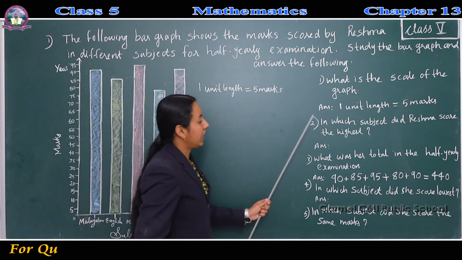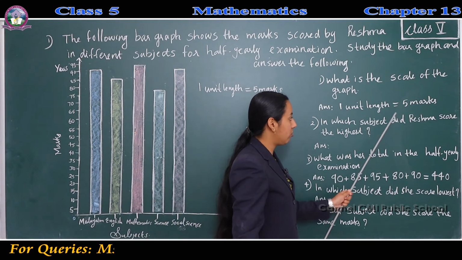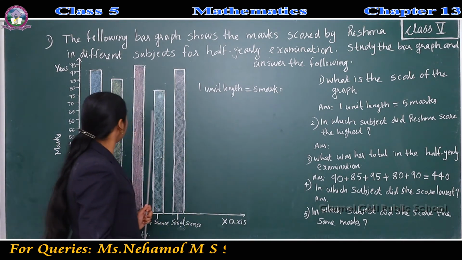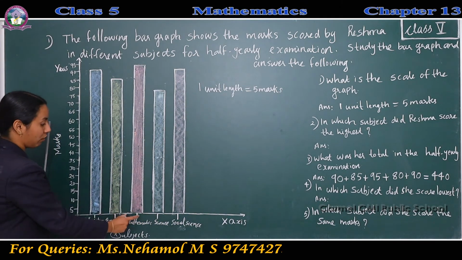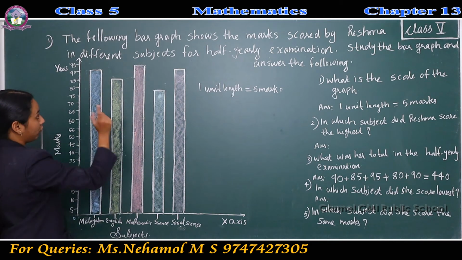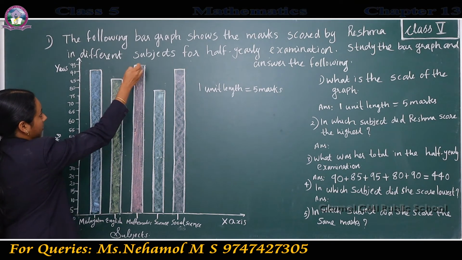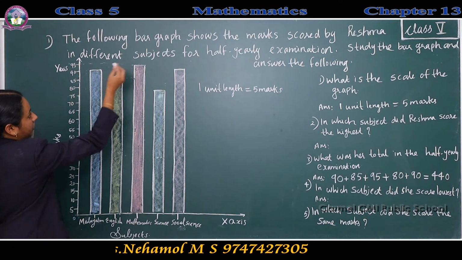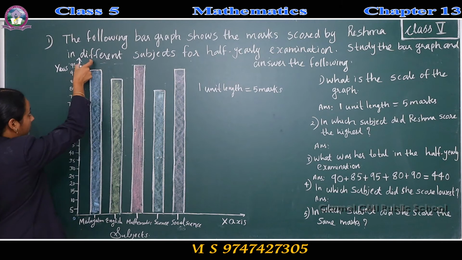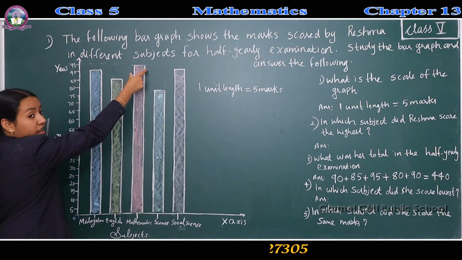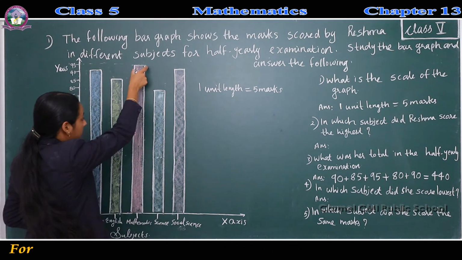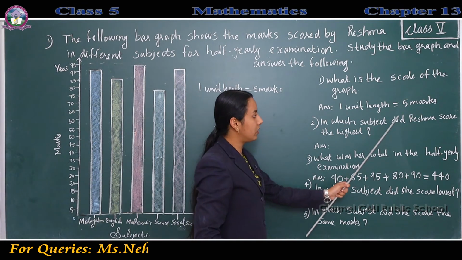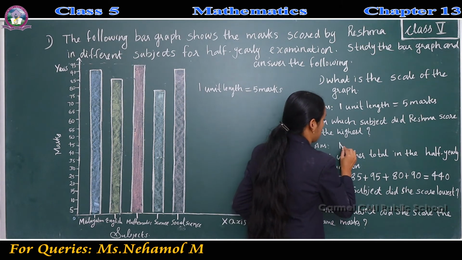Second question, in which subject did Reshma score the highest mark? We have to check the length of the bar. This one is highest. This bar is against 95 and this one is the highest one. Then which subject? Mathematics. So in which subject did Reshma score highest? Mathematics.